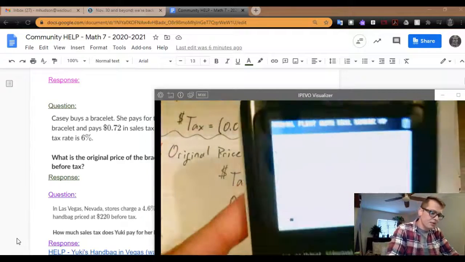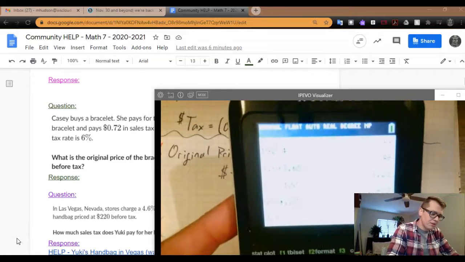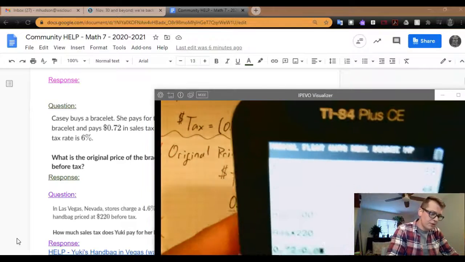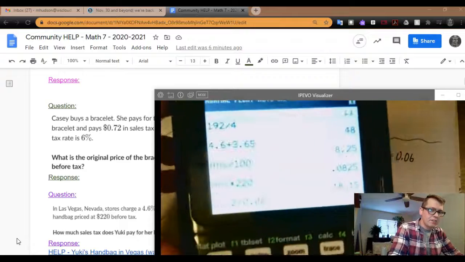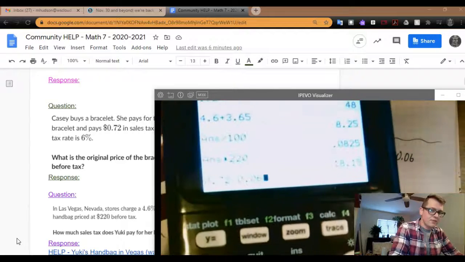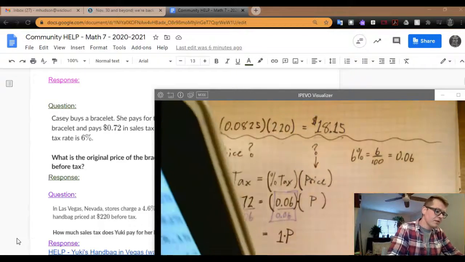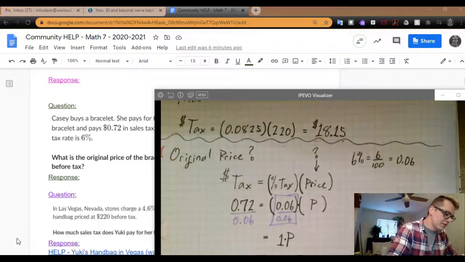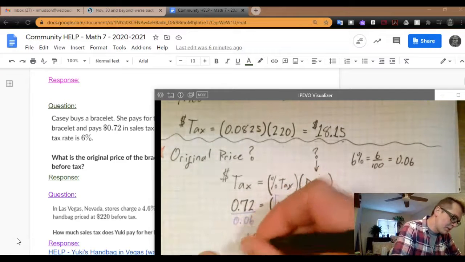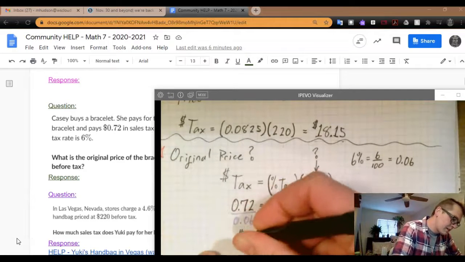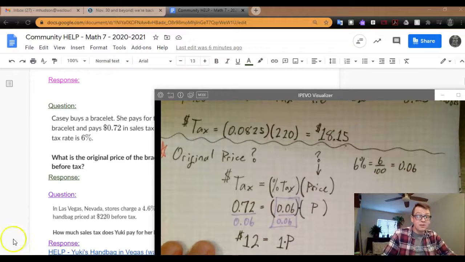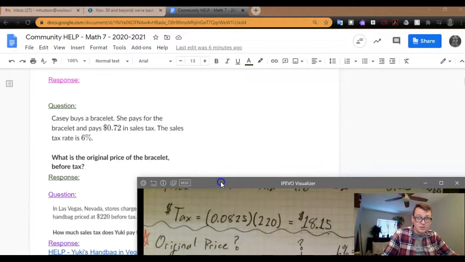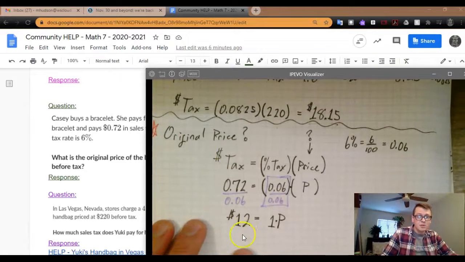So 0.72 divided by 0.06, oops, typed that in wrong, 0.06, making sure that you don't get caught by that extra 0 there. So you can't really see my calculator screen. It is 12. So that tells us that the original price of the bracelet was $12. And that's everything we need to do because I think it just says what is the original price of the bracelet before tax. So it'd be $12 before tax.